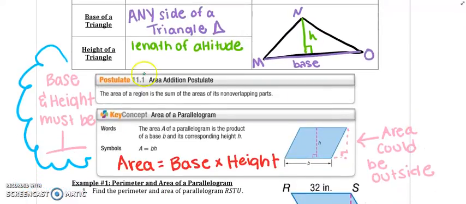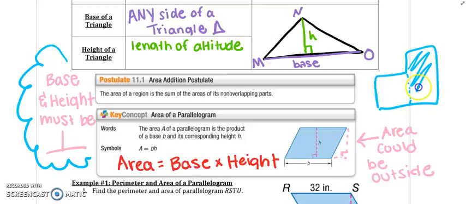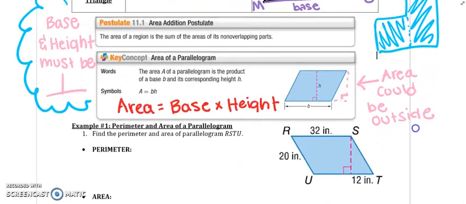This 11.1 area addition postulate is important, but it's something you know already. The area of a region is the sum of the areas of its non-overlapping parts. You know this from like elementary school. You might have had something like this, and it was like find the area, and you would split it up into like a rectangle and then a square, and you would add those together. That's what that postulate is talking about.